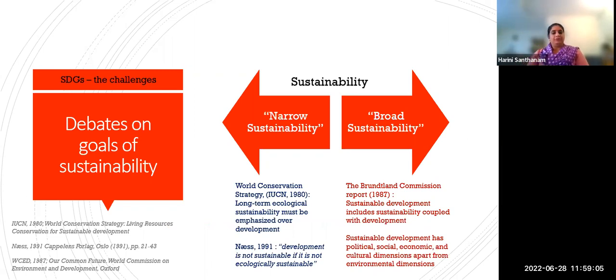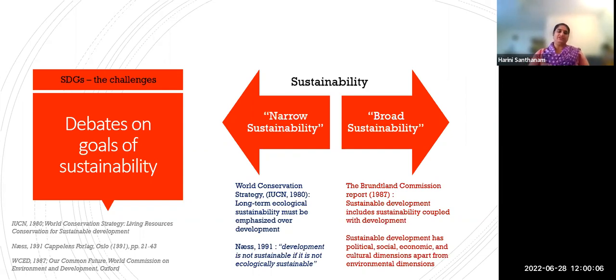But the Brundtland Commission report, which came in 1987 after this World Conservation Strategy was formulated, said that sustainable development includes sustainability, which is coupled with development itself. So here, sustainable development was defined in terms of the political, social, economic, and cultural dimensions, apart from the environmental dimension. So IUCN's definition in 1980 corresponds to the concept of what we call narrow sustainability. That is, development is not sustainable if it is not ecologically sustainable. But the Brundtland Commission's report, which led to the formulation of the Millennium Development and the Sustainable Development Goals, defined sustainable development as having all the components of political, social, economic, and cultural dimensions, apart from the environmental dimension, which have to be fulfilled to achieve the development which we term as sustainable development in the long run.